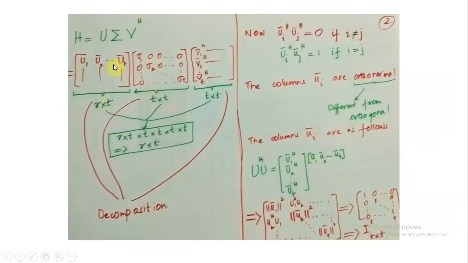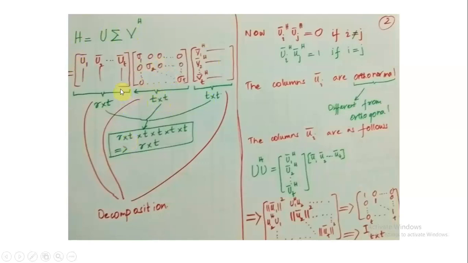So how do we decompose? The decomposition is given as such. The U matrix contains columns of U vectors. The V matrix contains columns of V vectors to the power H, or V Hermitian rows. So the U matrix is columns and the V matrix is a group of rows. The dimension of the U matrix is R cross T. The dimension of the V matrix is T cross T. And we have a matrix in between, which is the Sigma matrix. It has a dimension of T cross T.